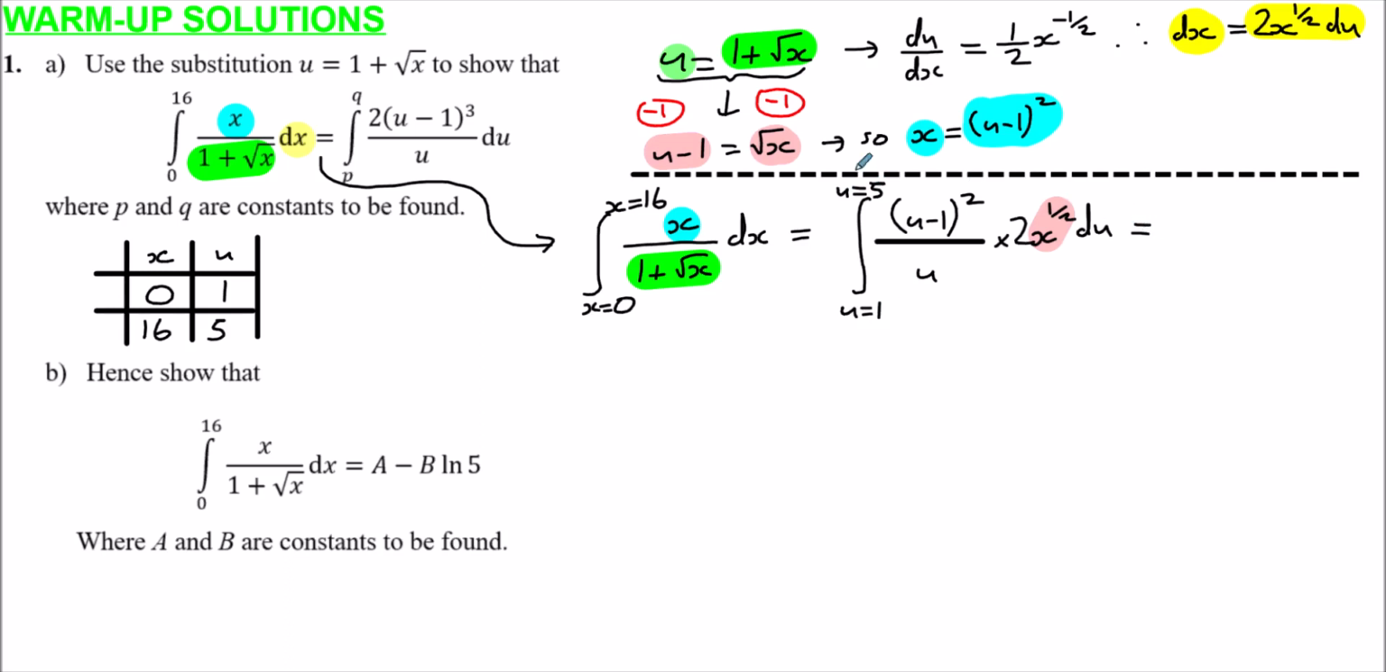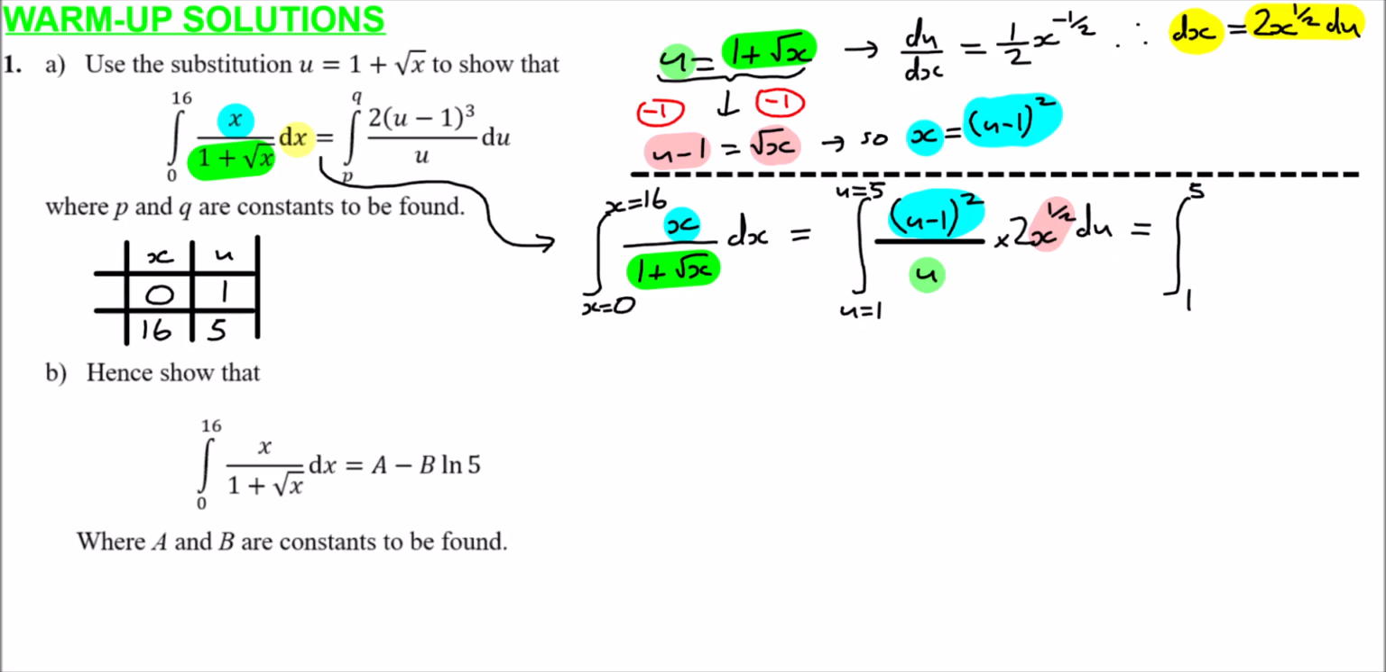However, we can now also replace this x to the half, as I said. So we've got x, which is u minus 1 all squared. We've got 1 plus x, which is u here, and then we can change the x to the half with another u minus 1. So essentially we're going to have it in the next step. So finishing off, that's going to give us from 5 up to 1.